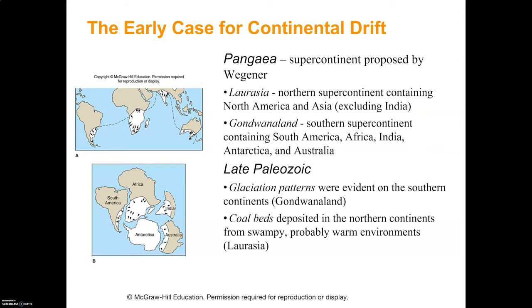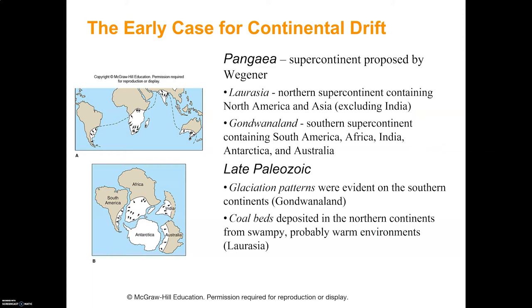This idea of Pangaea, a supercontinent, was also proposed by Wegener. In your reading and notes, you should have looked at and been able to differentiate between Laurasia and Gondwanaland. Laurasia was this northern supercontinent, which North America and Asia were included in, minus India, and then Gondwanaland was a southern supercontinent, and that was South America, Africa, India, Antarctica, and Australia that made up that continent.